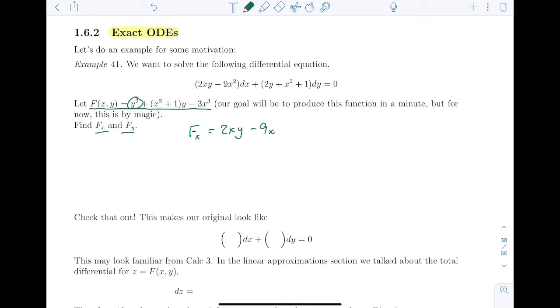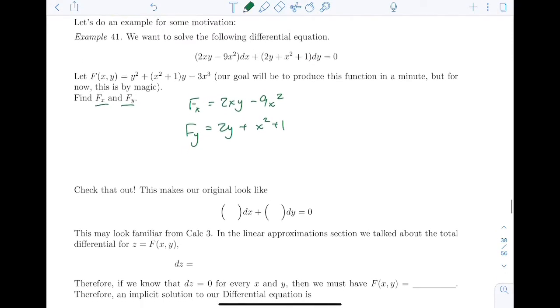Minus 9x squared because you subtract 1 from the exponent. fy is, okay, I take the derivative of this thing with respect to y, and I get 2y + x^2 + 1. Okay, do those things look familiar? Yeah, they look like this and this. So what does this mean?